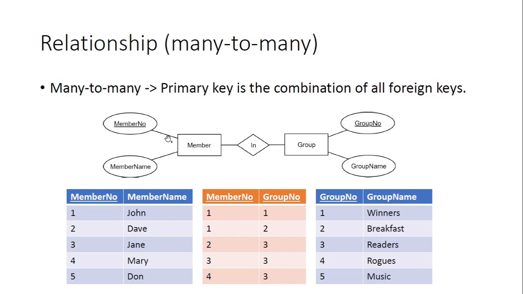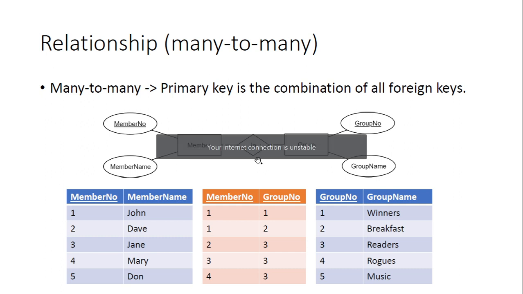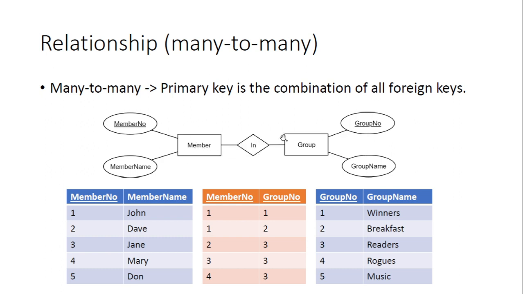So let's say in this case we have this example. Members are in groups, and in a group there could be many members, and a member could be in many groups. So this is a many-to-many relationship. For member, we have this member no and member name attributes. Member no is the primary key, and for the group entity, we have this group number as the primary key, and we also keep the group name.